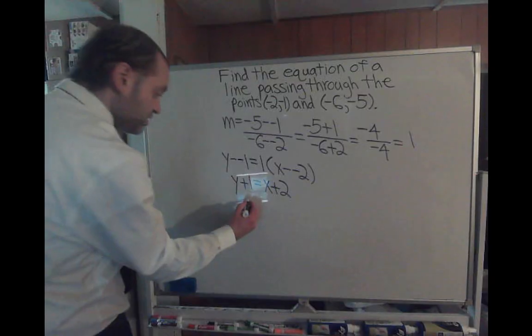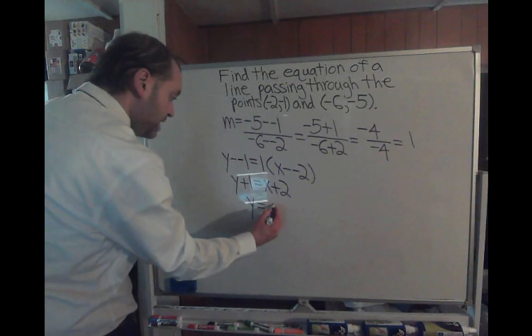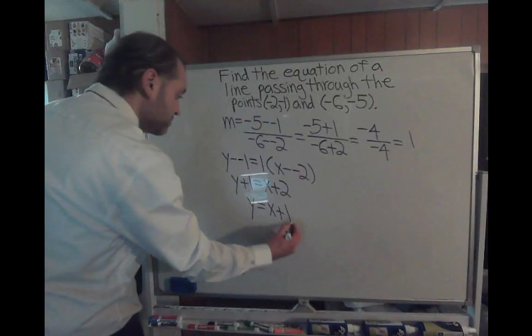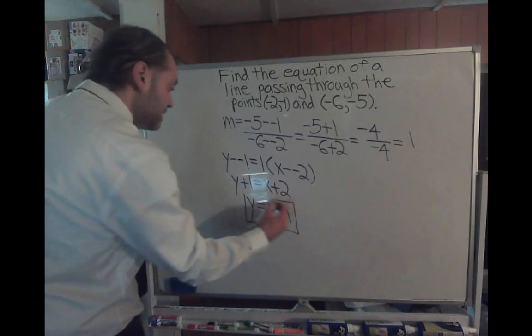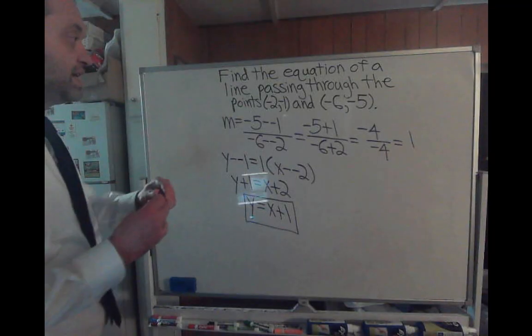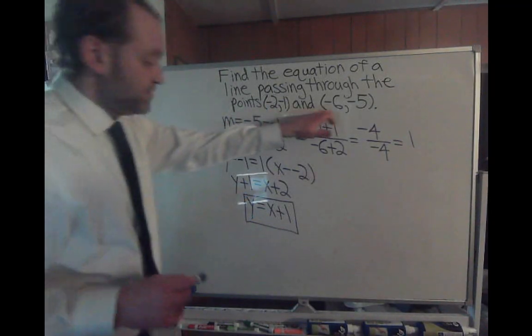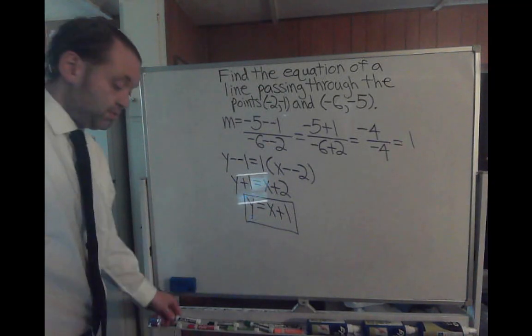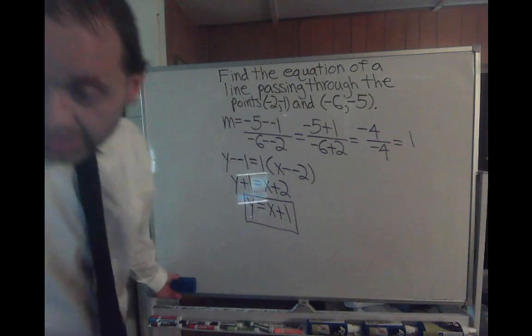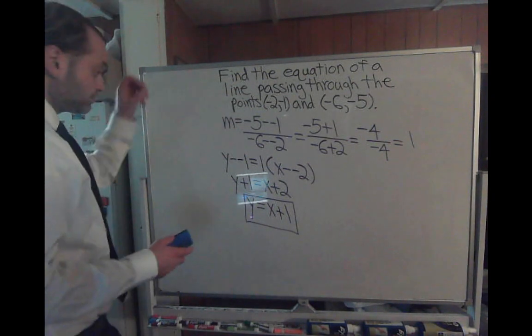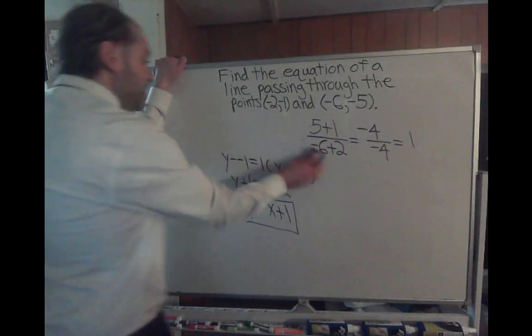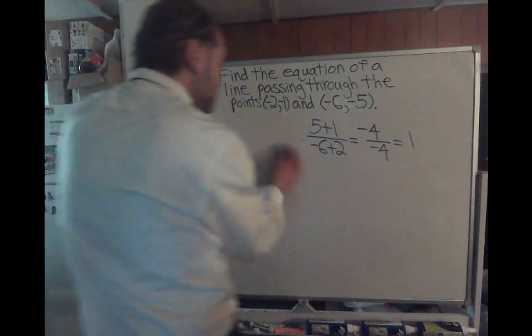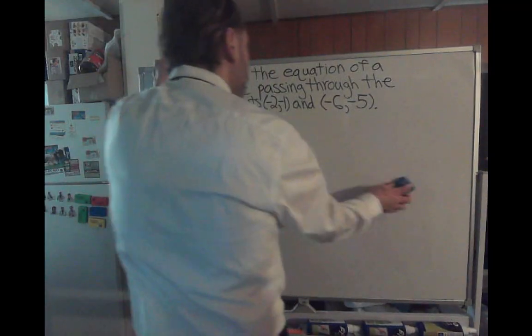Which then now, let's solve for y. You would get y equals x plus 1. So the equation of the line through the points negative 2, negative 1, and negative 6, negative 5 would be y equals x plus 1. Alright, now we change it up again a little bit. You'll see just how it does here in a second.